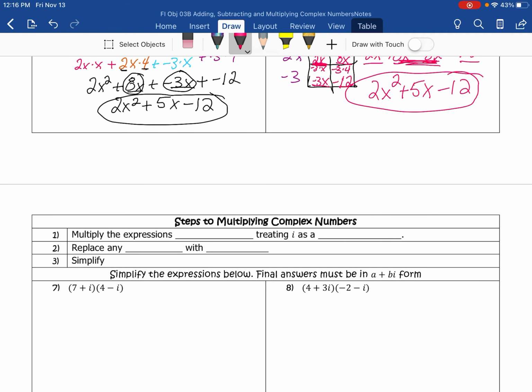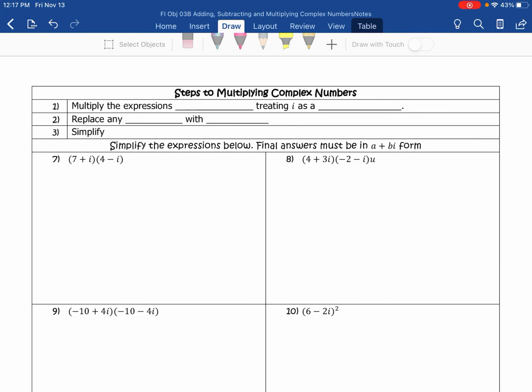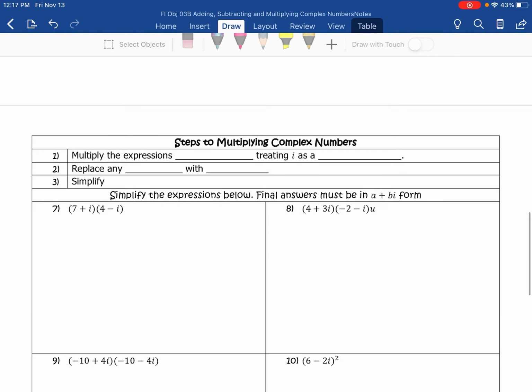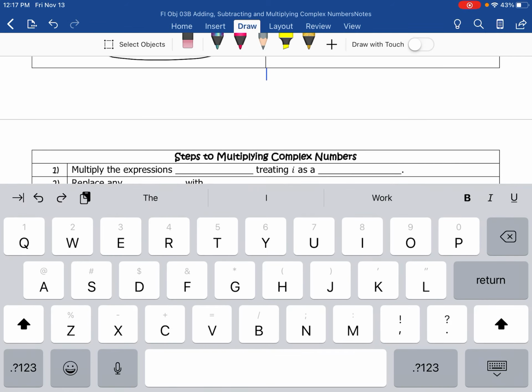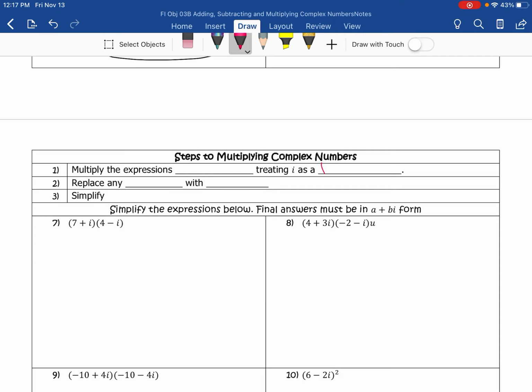So you're going to multiply the expressions, treating i as a variable. Then you're going to replace any i squared with -1, and you're going to simplify.